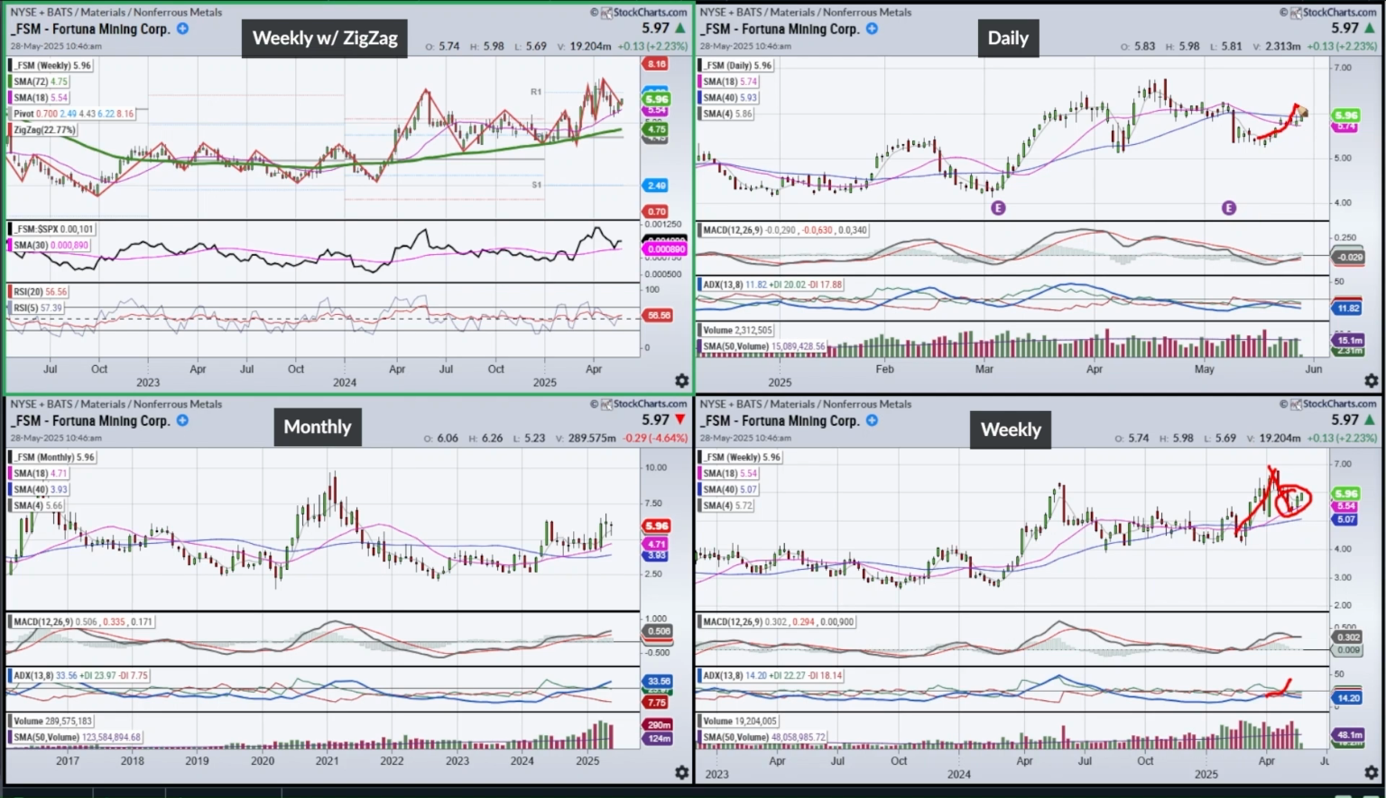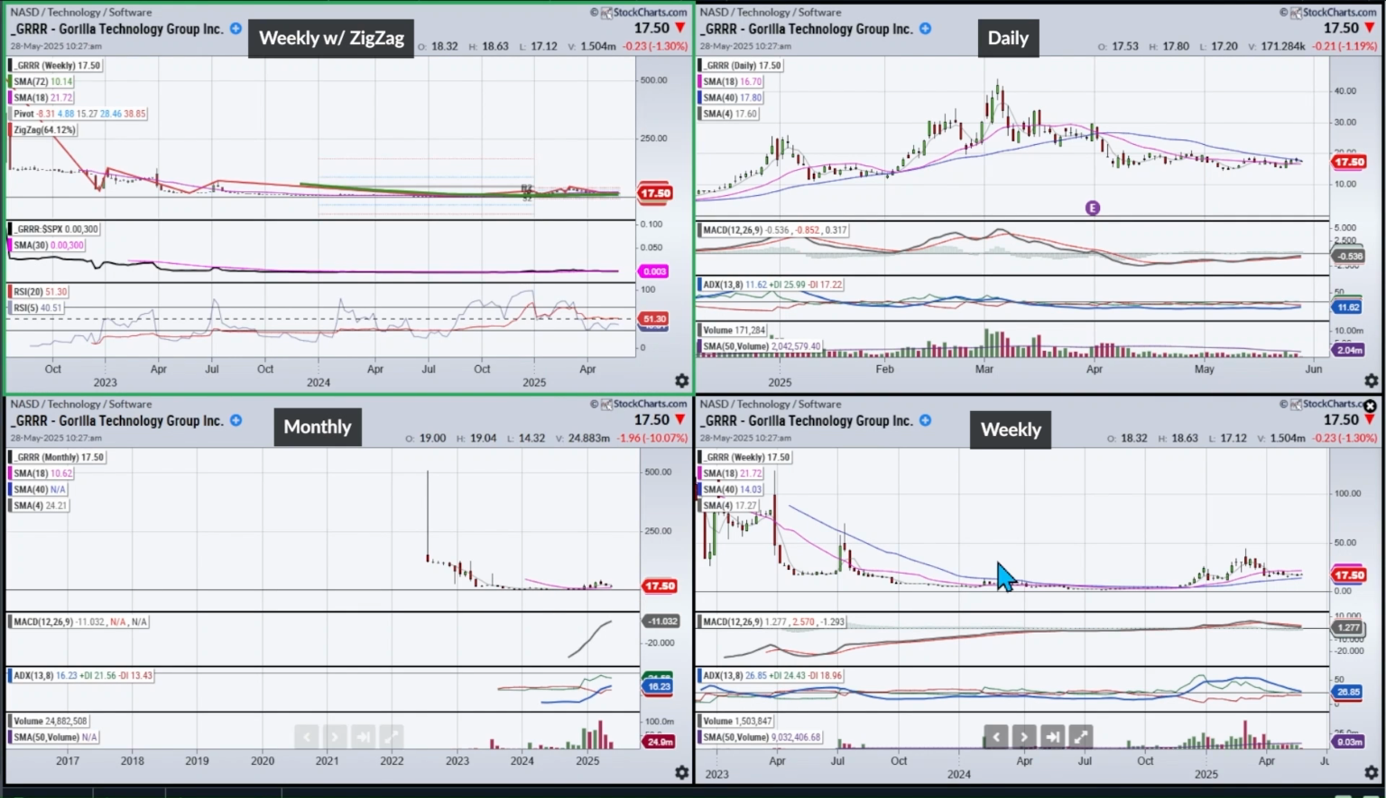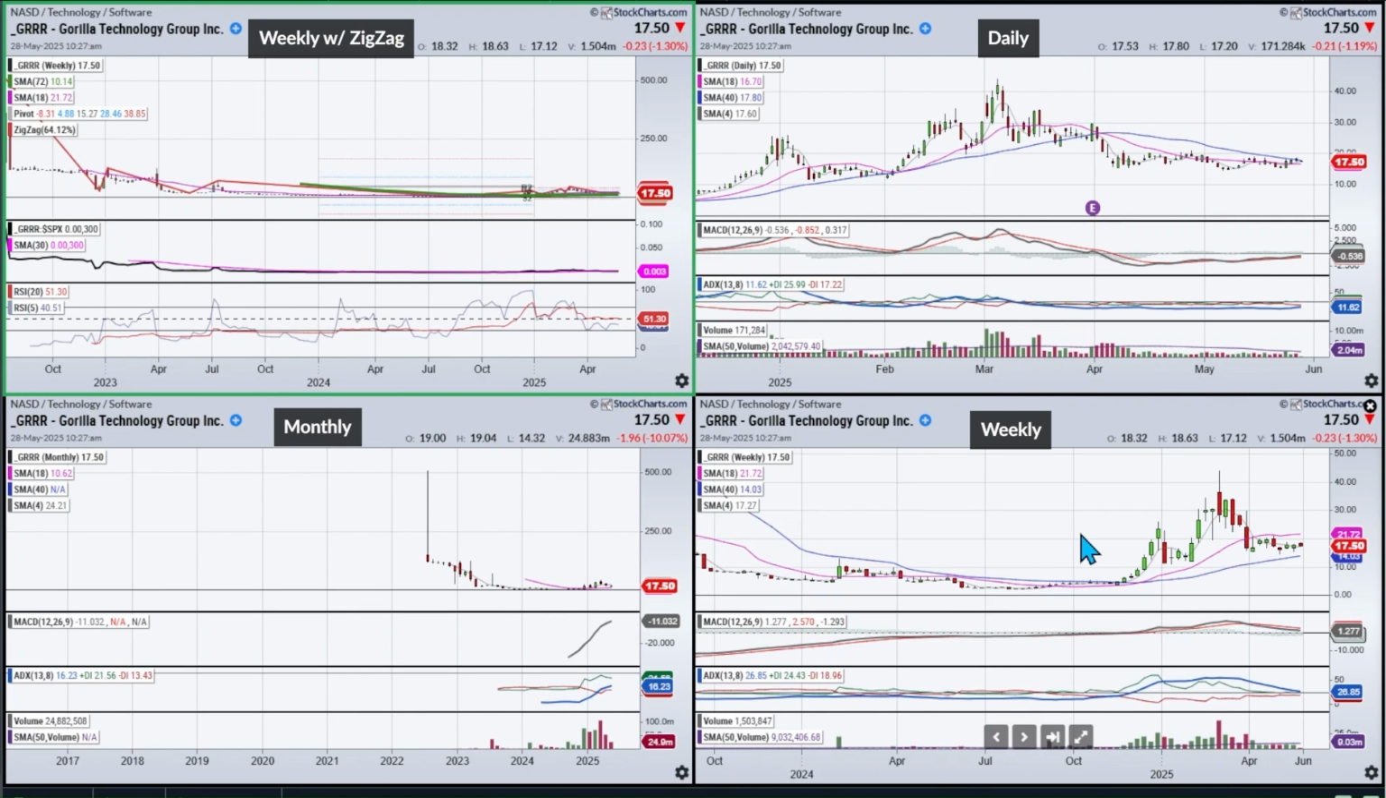Now I think I would probably look for a little bit more confirmation. I want to see some strength develop in the ADX. We don't really have that in either one of these time frames, so that would be preferable before looking to enter. Okay, GRRR. Not a bad pattern.